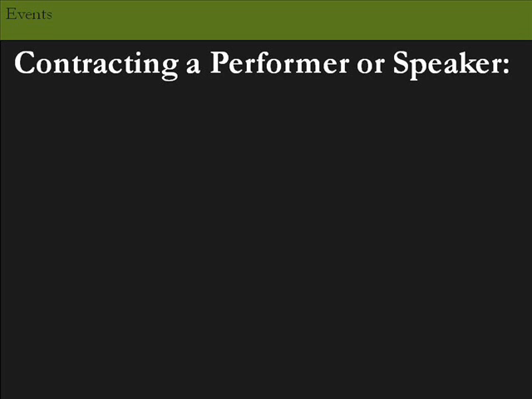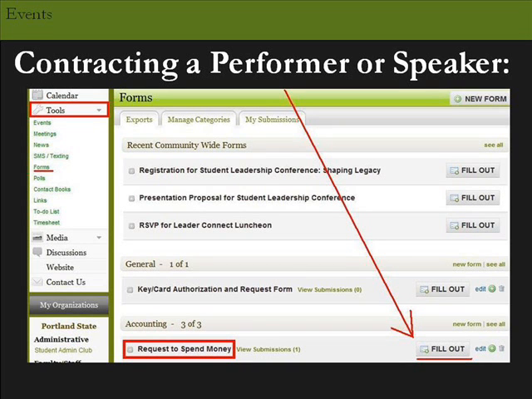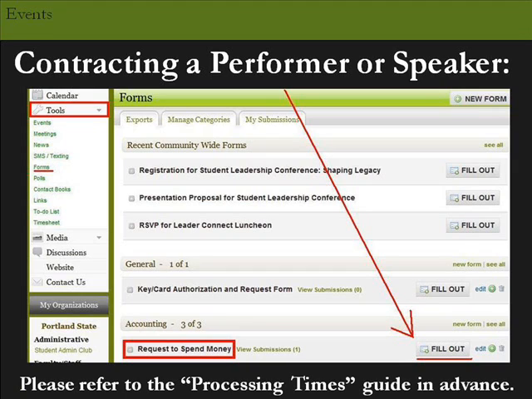If you need to contract a performer or speaker for your event, you will need to fill out a Request to Spend Money form under the Forms tab, which you will also find under the Tools menu of the Student Administrators Club portal on SALPsync. You will be requiring a contract. Keep in mind the processing time for contracts is at least 20 business days. So in order to ensure that your request will be processed in time for your event, please refer to the Processing Times Guide way in advance. This document can be accessed under the Media menu by clicking on Files.